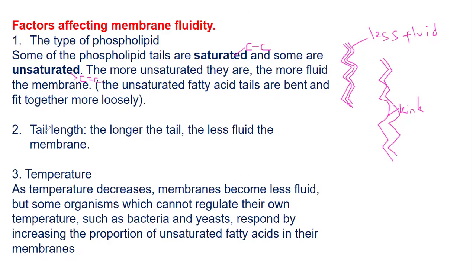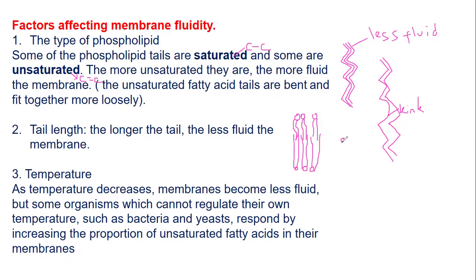Then we have the tail length. The tail length also affects fluidity. How? Assuming these are my fatty acids. This is our phospholipid with fatty acid tails. So if the phospholipids have longer tails, it means that those tails can come in contact with the tails on the other side. And because we have that interaction, it means that they are going to be less likely to move about.